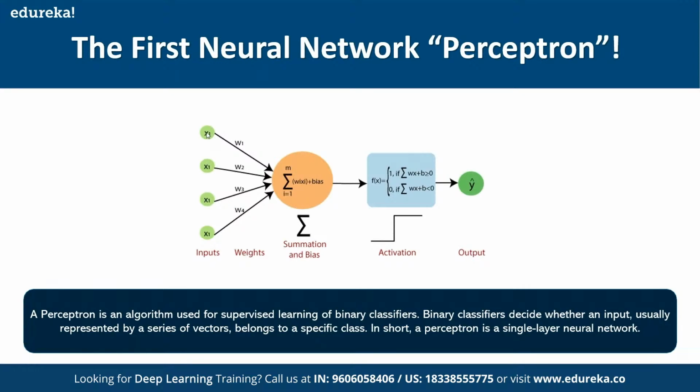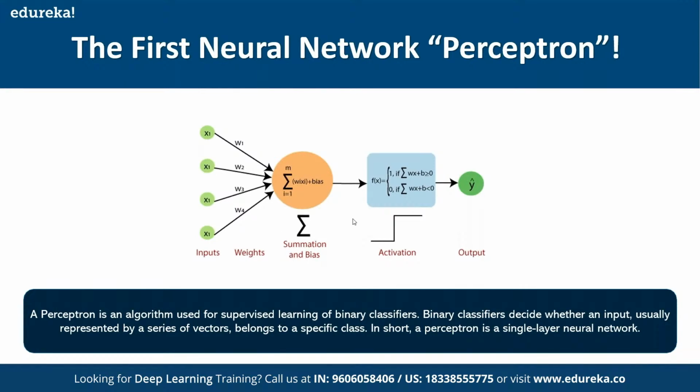So suppose I have four inputs, x1, x2, x3, x4, and their respective weights are w1, w2, w3, w4. At this step I'll perform the summation and I'll add the bias term. Summation is nothing but the dot product between my input layer and the weights. So that will be the summation.